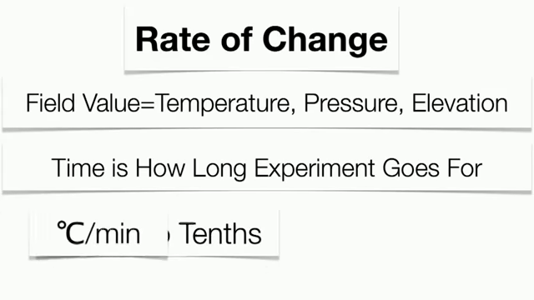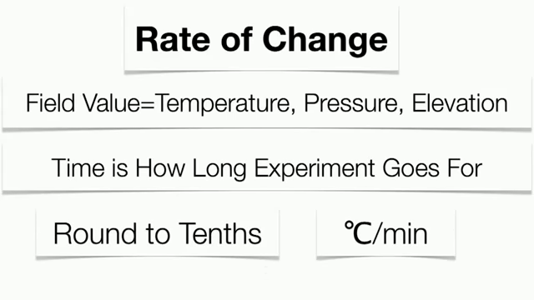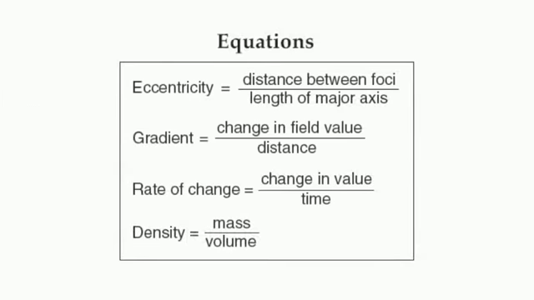You're going to round to the tenths, and in this case, you can have a unit like degrees Celsius per minute. How much temperature change did you get over a 10-minute experiment? You can use your units as degrees Celsius per minute. The next one down, the last equation, is going to be density. And that's going to be density equals mass over volume.